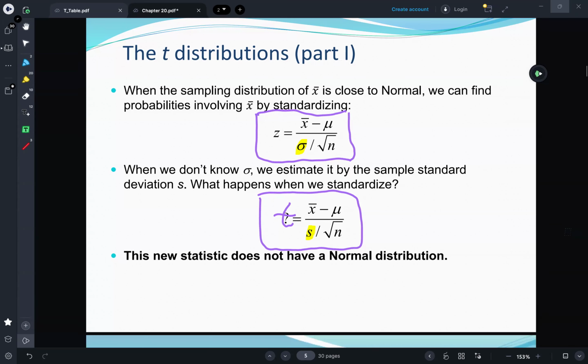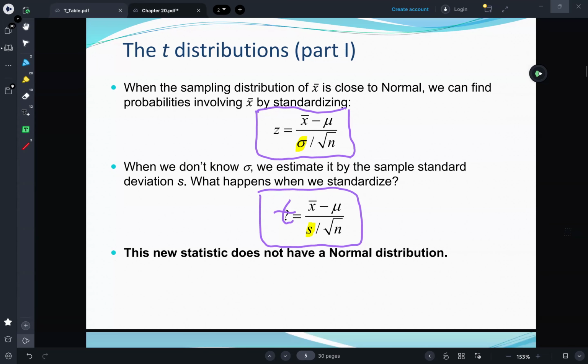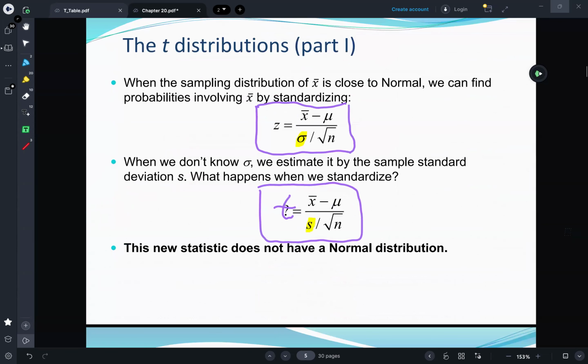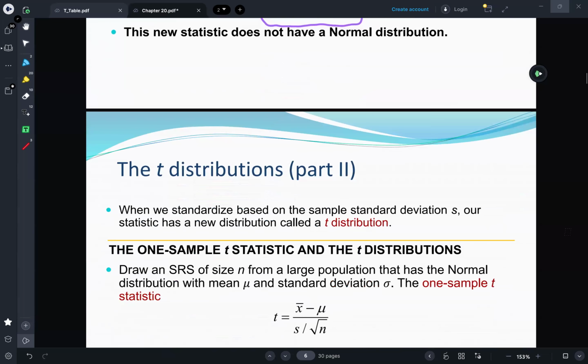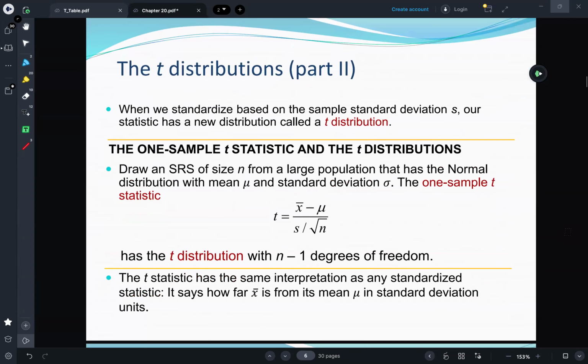And the new statistic does not have a normal distribution. It's a cousin. The T distribution is, I always call it like a cousin of the normal distribution because they almost look exactly the same, but they're a little bit different. And it was found that the T works a little bit better when you don't know the population standard deviation. So it works a little bit better.